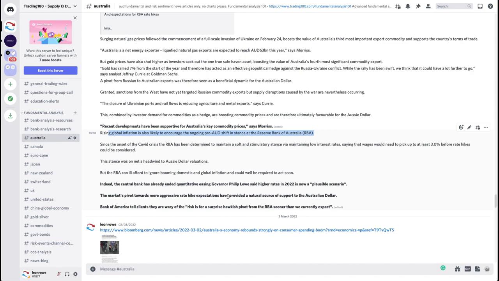So fundamentally, if inflation starts to rise, the RBA, the Central Bank of Australia, generally will look to hike rates, right, if it goes above their 2% target. So it says, indeed, the central bank has already ended quantitative easing, which is positive again for the Australian dollar. Governor Philip Lowe said higher rates in 2022 are now a plausible scenario. So again, hiking rates is generally positive for the Australian dollar. The market's pivot towards more aggressive hike expectations has provided a natural source of support for the Australian dollar.